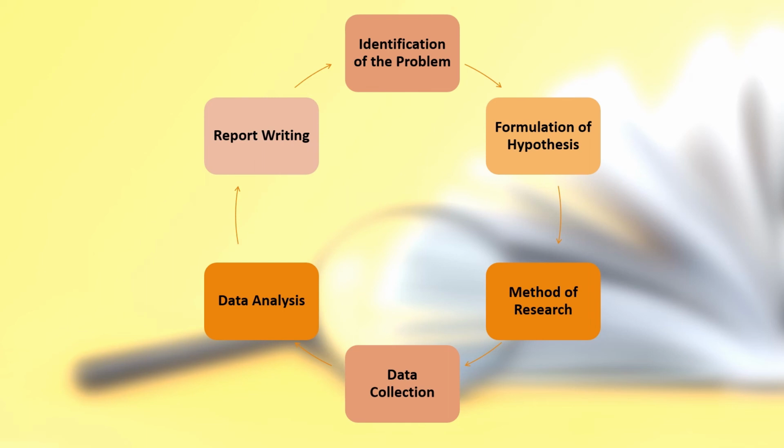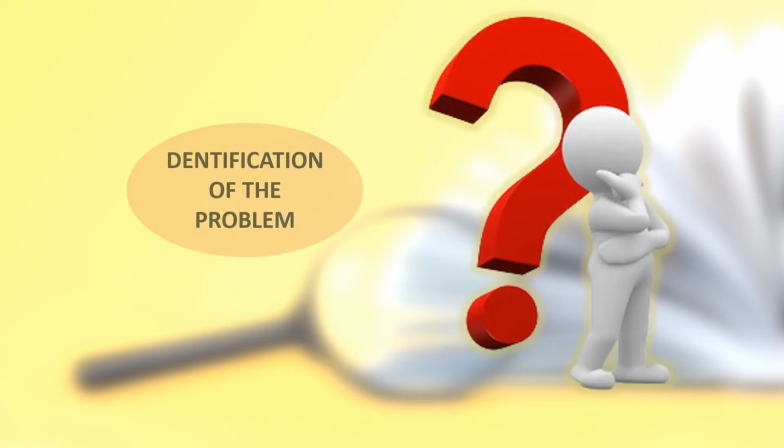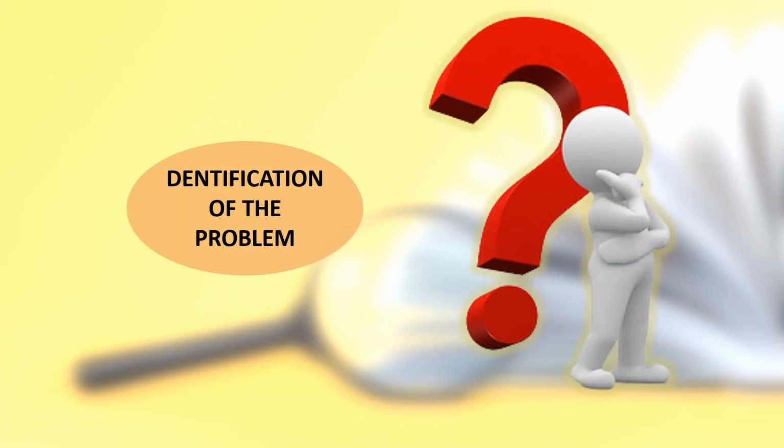It starts with the identification of the problem, and then we move on to formulation of hypothesis. Then we have to decide the method of research. Then we need to collect data. Then this data is analyzed, and then report writing is done. So when it comes to identification of the problem, there are 3 points which our learners must keep in mind. They have to select the variable from the school context.